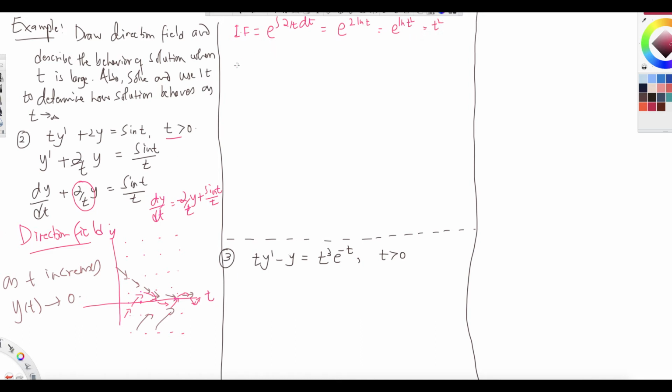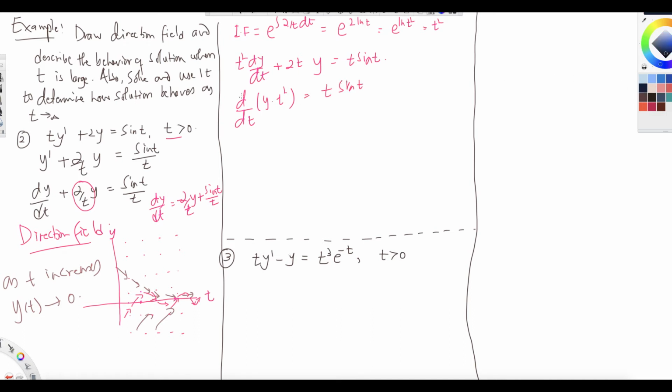What happens if you do that? You get t squared dy over dt plus 2t y equals t sine t. That's what you get, right? Now the left hand side, as we mentioned, can be written as the derivative of y times the integrating factor t squared, because if you use the product rule you will get exactly the left hand side. Okay, and then there is t sine t.